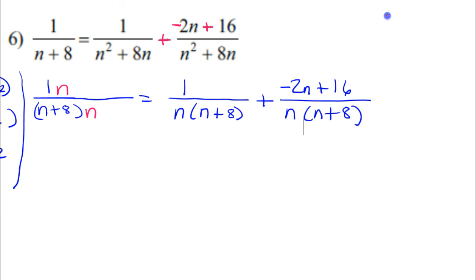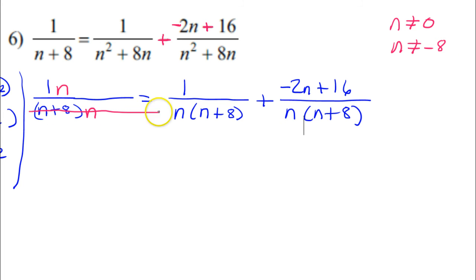But real quick, let's talk excluded values. n cannot equal 0. n cannot equal negative 8, because of the n and the n plus 8; set that equal to 0, you get negative 8. Alright, can't divide by 0.